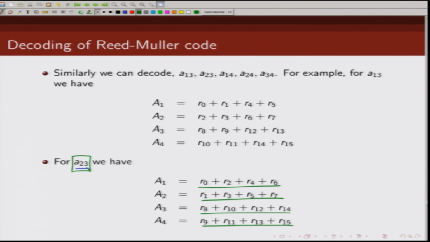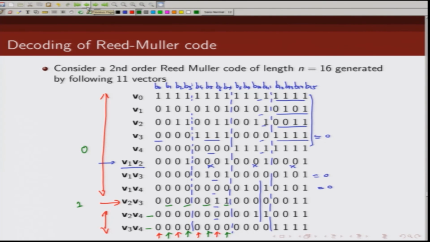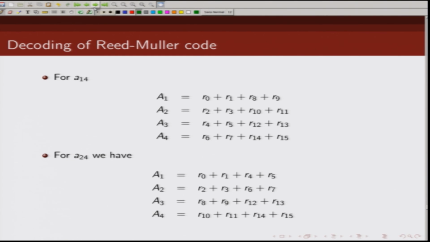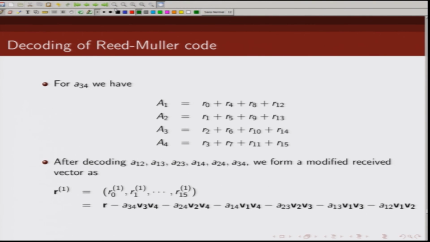Again the point to be noted here is what you need to do is you look at this and find out combinations of these received bits which will give information about one particular transmitted bit and not others, and once you do that you can similarly do for other bits. I have just listed here, you can verify yourself that if you add these bit locations you will get independent information about A14, similarly for A24 and A34.